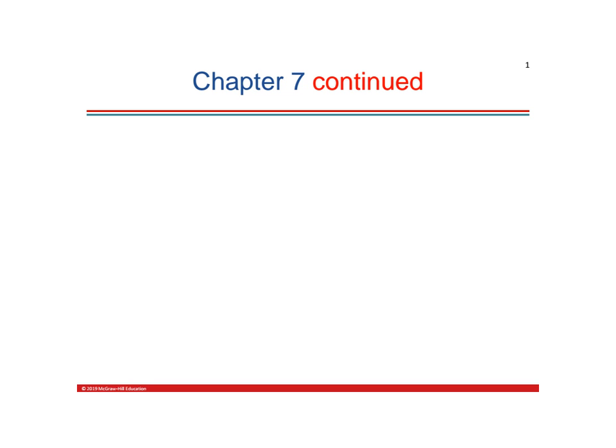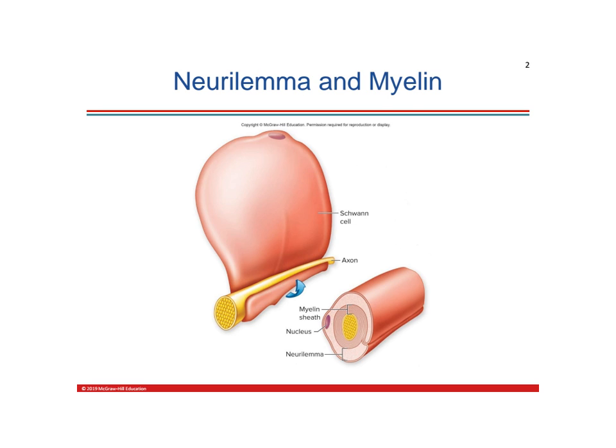In this lecture, we'll continue with chapter 7. One thing that's maybe a little bit confusing is the difference between neurolemma and myelin.